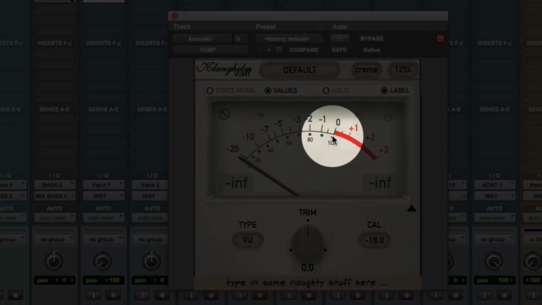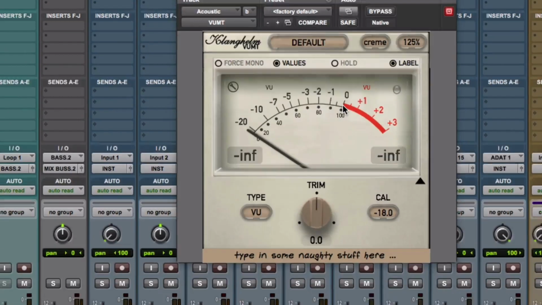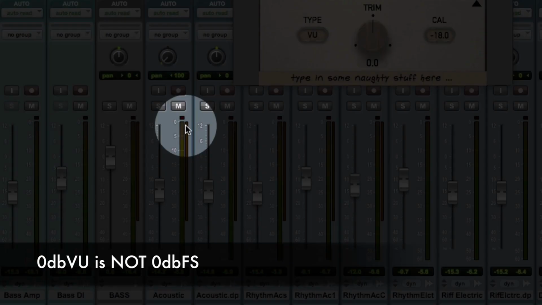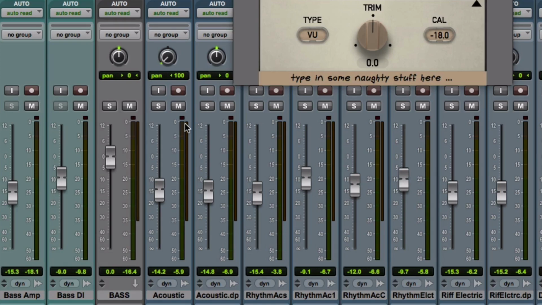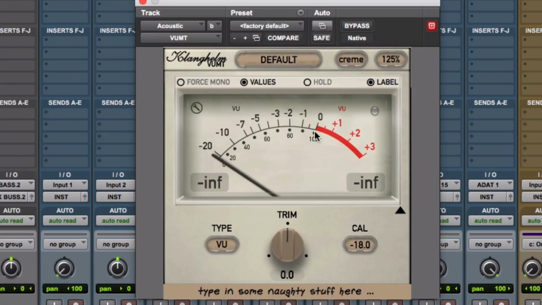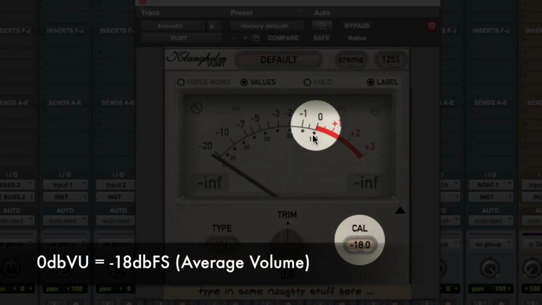This zero here, 0 dB VU on a VU meter, is not the same as this zero here at the top of my meter in my DAW, 0 dB FS, full scale. That's where I think people get a little confused. This is an entirely different beast. This zero on this meter is actually minus 18 dB. That's the way it's calibrated by default.